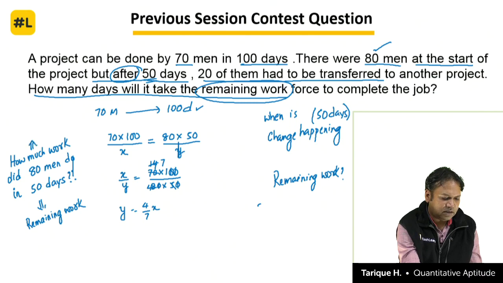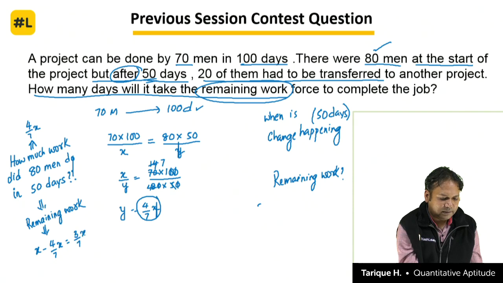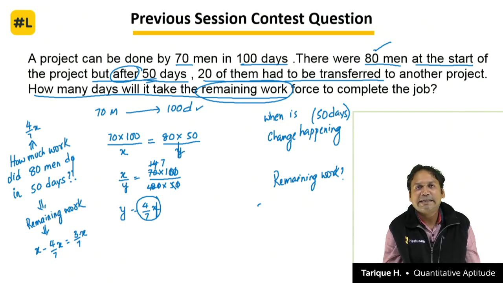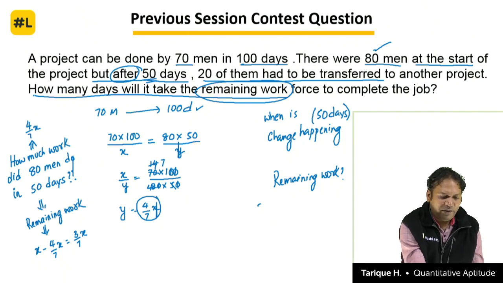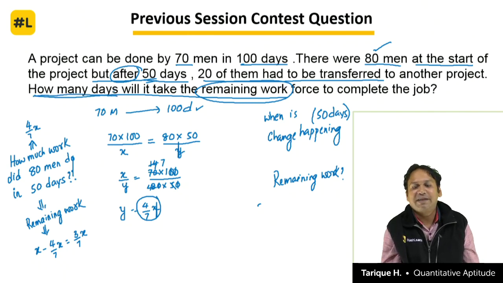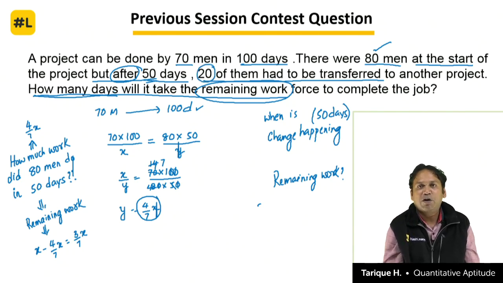We have found this answer. How much work was done? 4 by 7x. So what was the remaining work? X minus 4 by 7x. That's equal to 3 by 7x. 3 by 7x work was remaining. Now we have to find out the remaining work. How much time, how many days will it take to complete the remaining work, when we know that 20 of them had to be transferred. Number of persons have reduced.